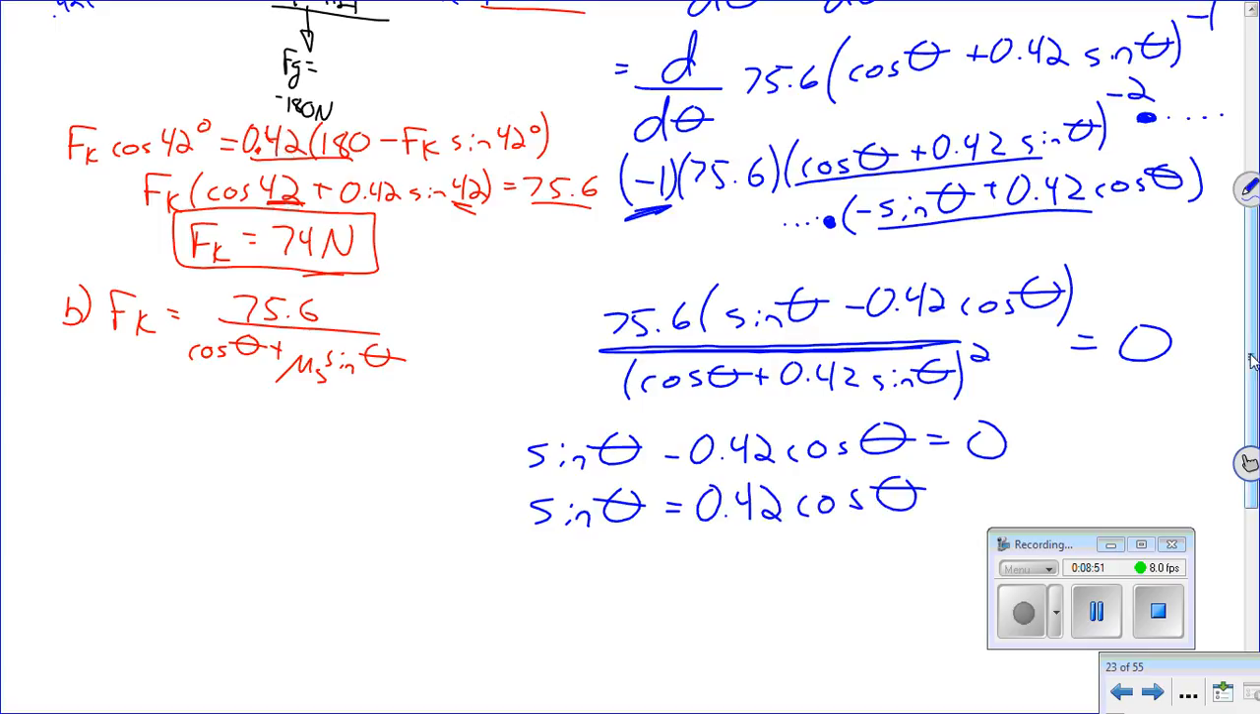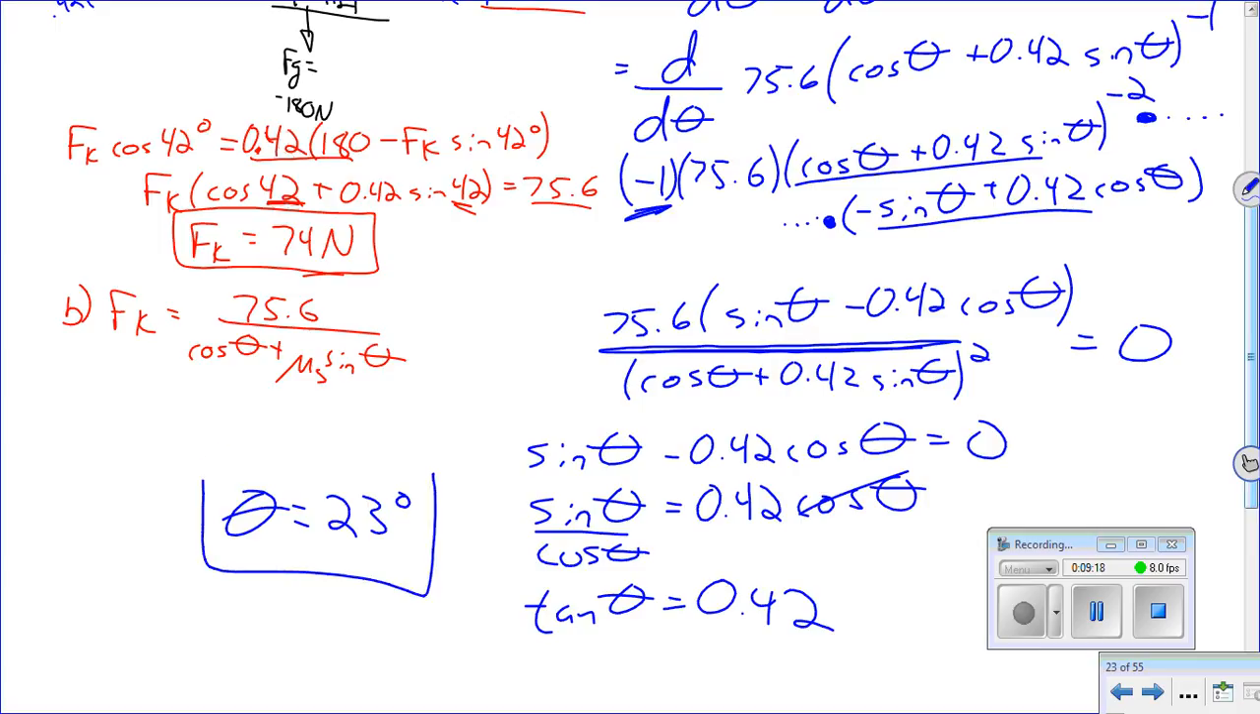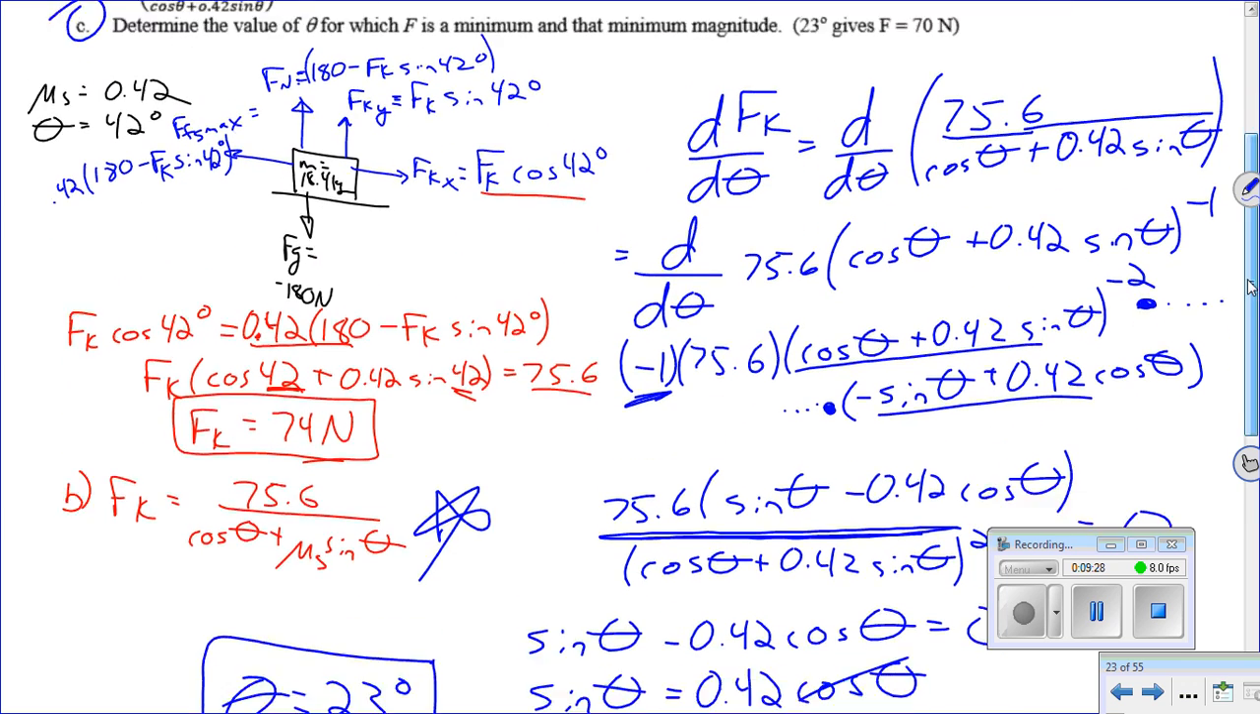Anytime you're trying to solve something like this for theta, you got to get it so there's just one trig function. So the easiest thing to do is divide both sides by cosine, and sine over cosine is just tangent, right? So you get tangent of theta equals 0.42, and then solve for your theta. If you do inverse tangent, it ends up giving you pretty close to 23 degrees. All right, so that's going to be our answer. If you plug that back into the original formula, it'll give you the force of the kid. It turns out to be about 70 newtons.